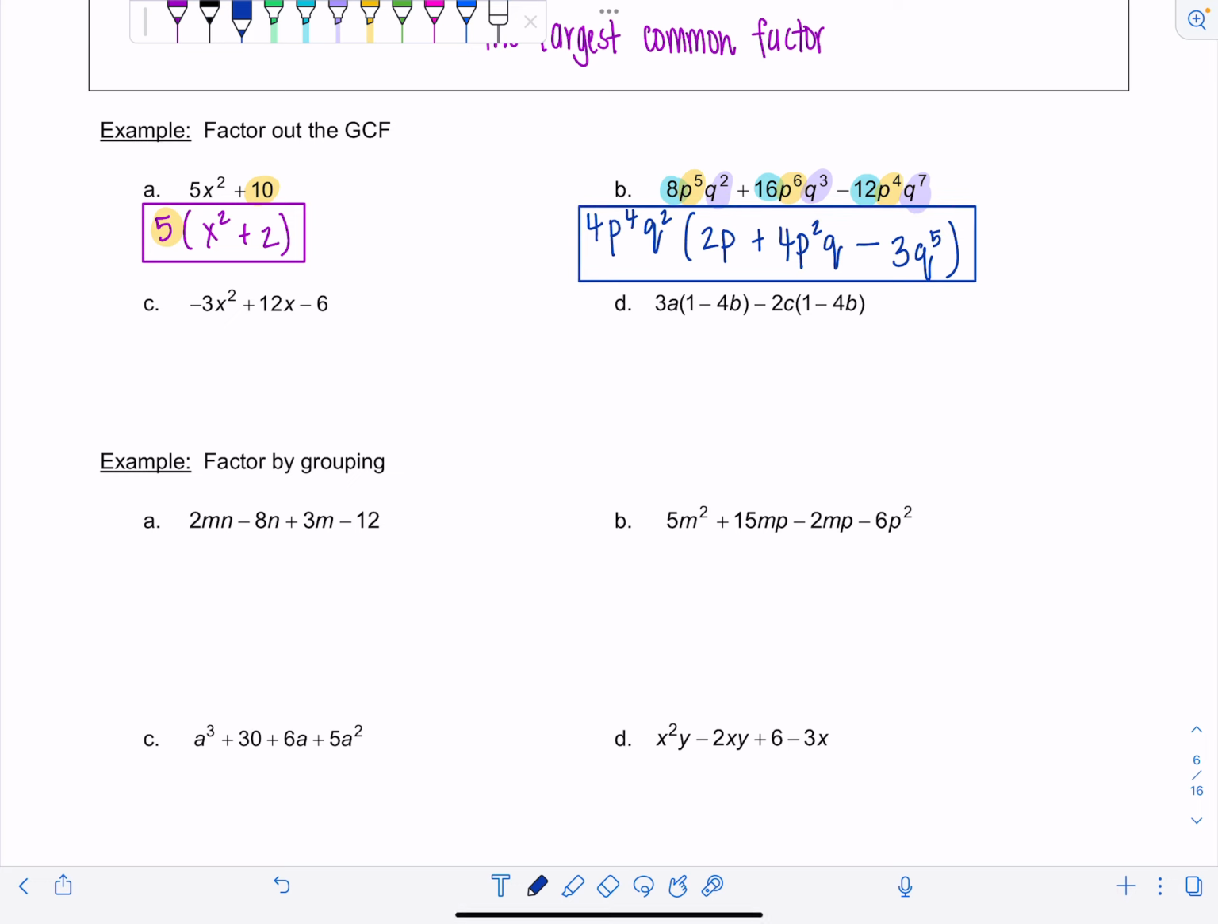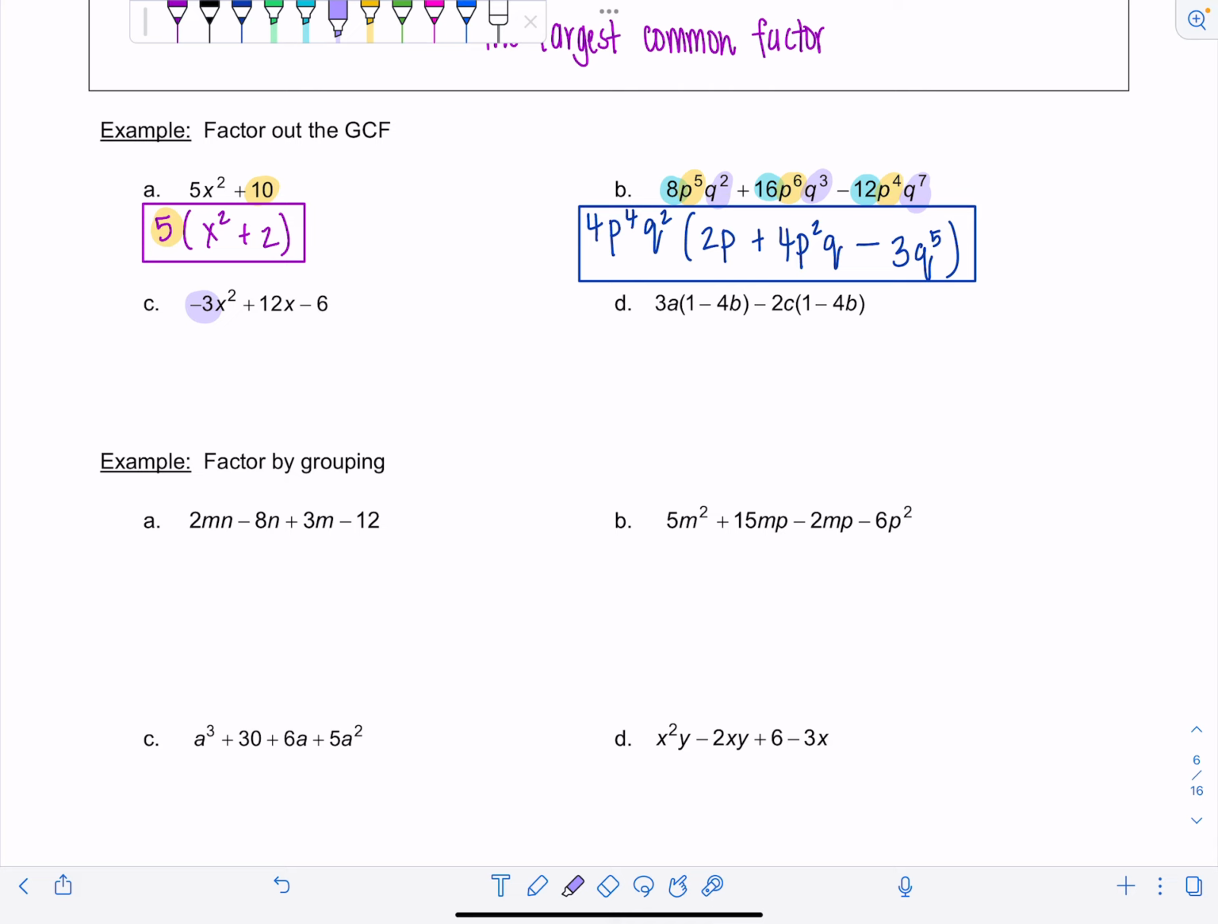All right, here's an important idea with example C. Notice the leading term is negative. So whenever that's the case, you need to take out the negative along with whatever else you're going to factor out from all the terms. So for sure I'm taking out a -1.